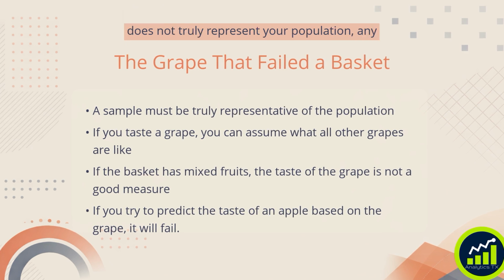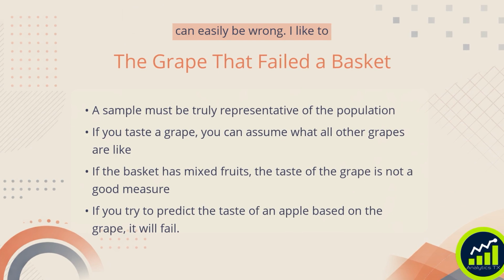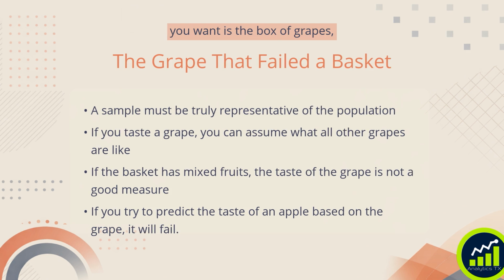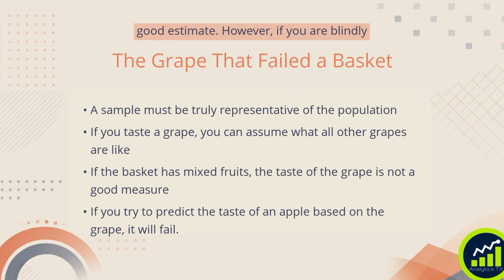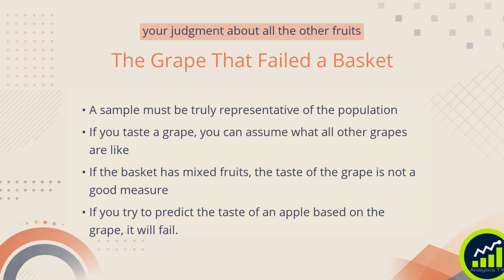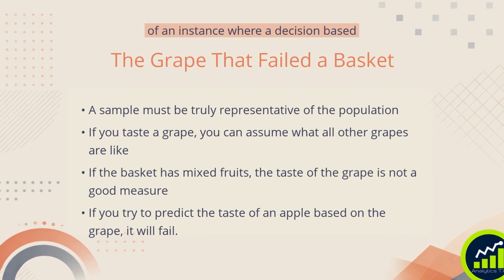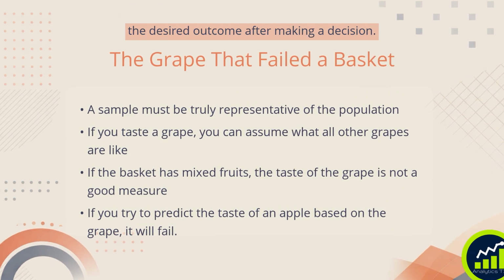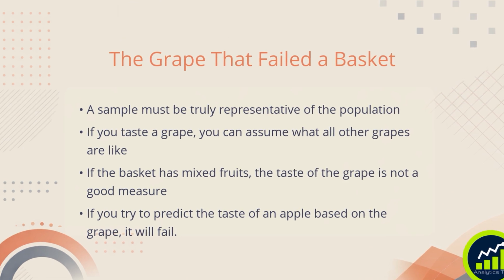The story is simple, but the lesson is serious. If your sample does not truly represent your population, any decisions you make based on that sample can easily be wrong. I like to call it the grape test. If all you want is the box of grapes, then sampling 1 grape gives you a good estimate. However, if you are blindly tasting a grape from a mixed fruit box, your judgment about all the other fruits becomes unreliable based on that sample. Think of an instance where a decision based on a sample estimate did not yield the desired outcome after making a decision. What failed? The grape or the fruit basket?